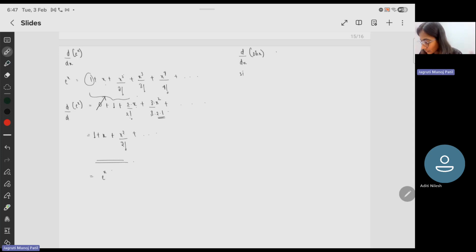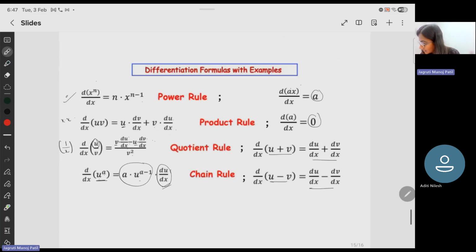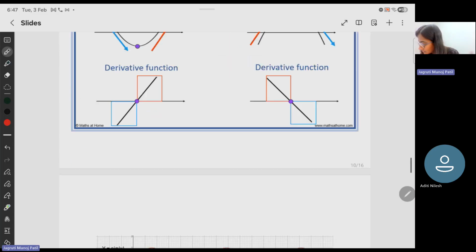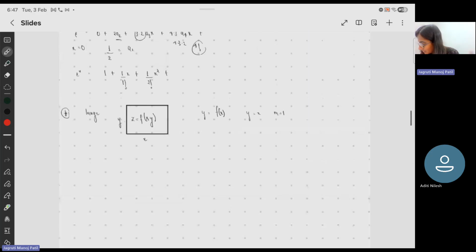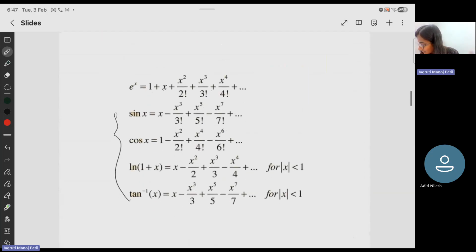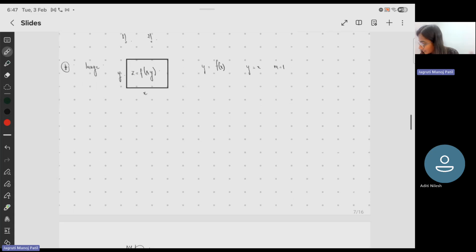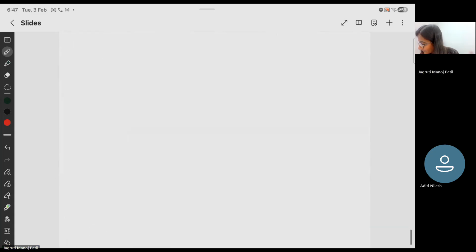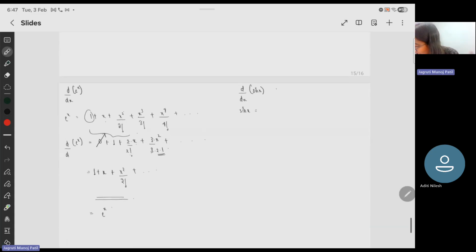So how does sin x go? Sin x is nothing but x minus x cube. I also forgot, I don't remember these formulas, extensions of them. Okay, here we have x minus x cube by 3 factorial plus x raised to 5 by 5 factorial minus x raised to 7 by 7 factorial plus so on, right?